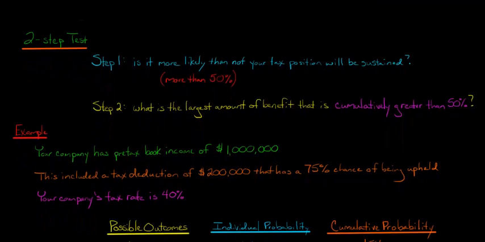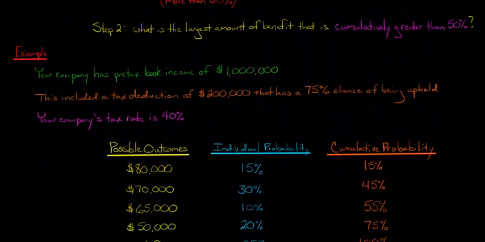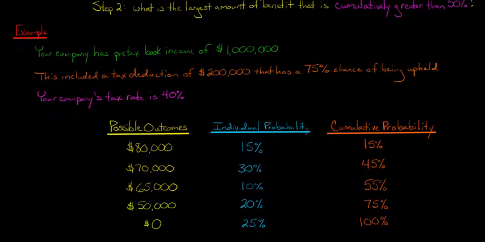So we're going to set up a table, and you would get all the information from your company's tax lawyer. You ask, what are all the different possible outcomes? By possible outcomes, I'm talking about the value in dollars or euros or whatever of the different outcomes that you could have. We've got a deduction of $200,000 and a tax rate of 40%. If the IRS upheld the entire deduction, if we multiply $200,000 by 40%, that gives you $80,000. So the best possible outcome is $80,000.